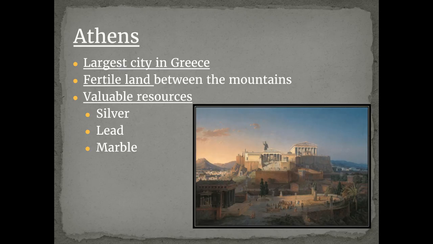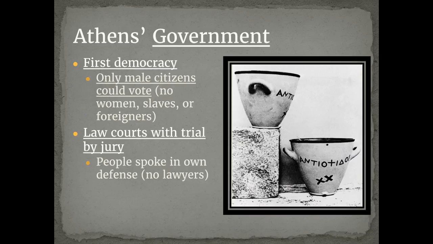It was by far the largest city in ancient Greece. It was kind of in a valley between some mountains, also right along the coast. There's a lot of fertile land here, so Athens could sustain a large population. They actually had some resources there: marble, lead, and silver. They're going to use that marble for a lot of the beautiful buildings and statues that we know them for today. What Athens is most famous for is being the first democracy in the world.